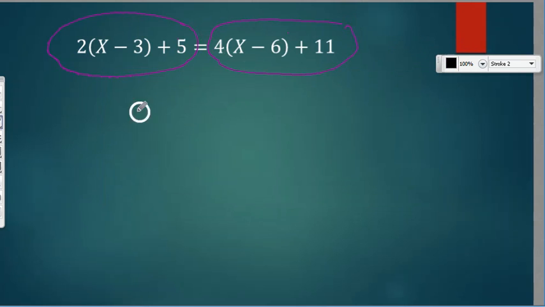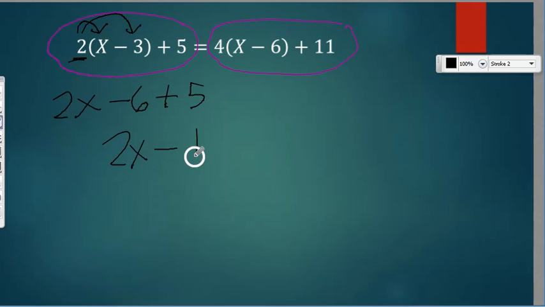Okay, so on the left side, we can see that we have a 2 in front of a parenthesis, so that means it needs to get distributed to both of the terms inside the parenthesis. 2 times x is 2x, 2 times negative 3 is negative 6, then we have our plus 5. We can continue to simplify this expression. Negative 6 plus 5 would be a negative 1. So we have 2x minus 1 equal to.